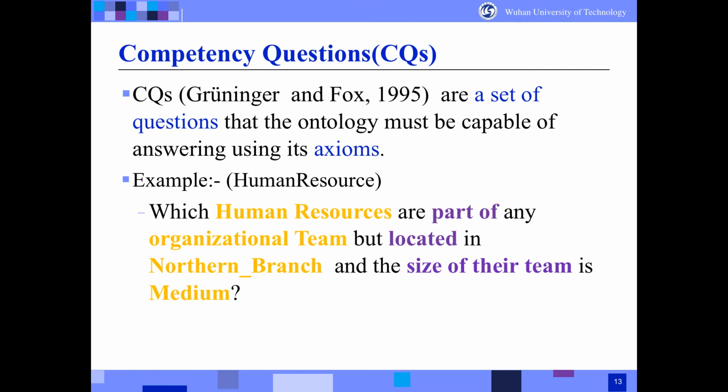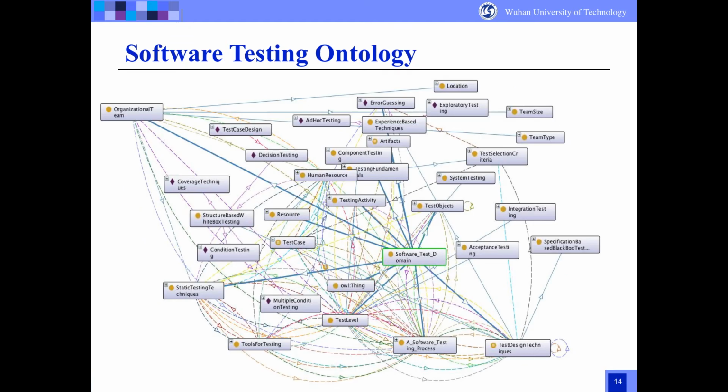So we made a lot of CQs here, and after the CQs we also use them to evaluate the ontology later on. Here is a part of our ontology, but actually this is one simple screenshot I took for my presentation, because it's a huge ontology with 1300 axioms and everything. It's very complicated, so I just made it a simple one for you.